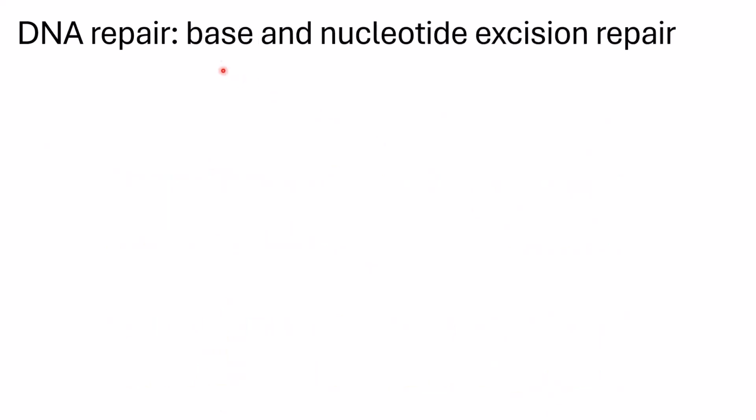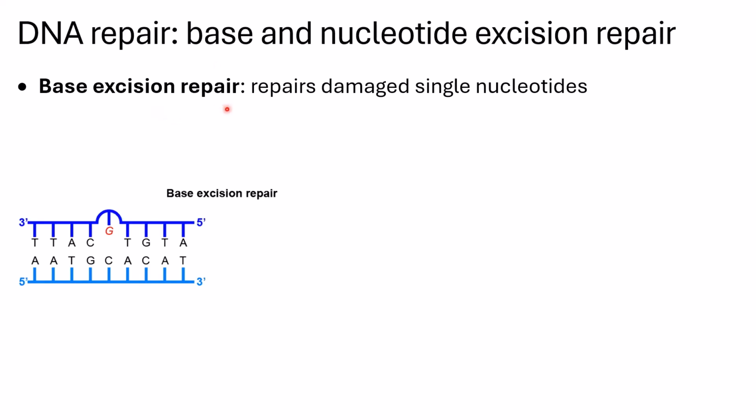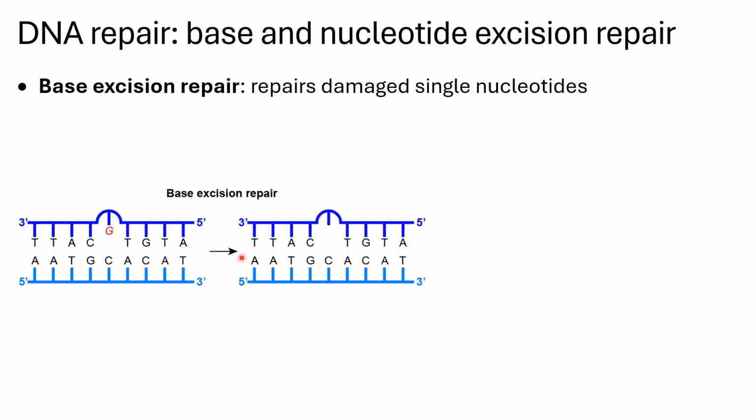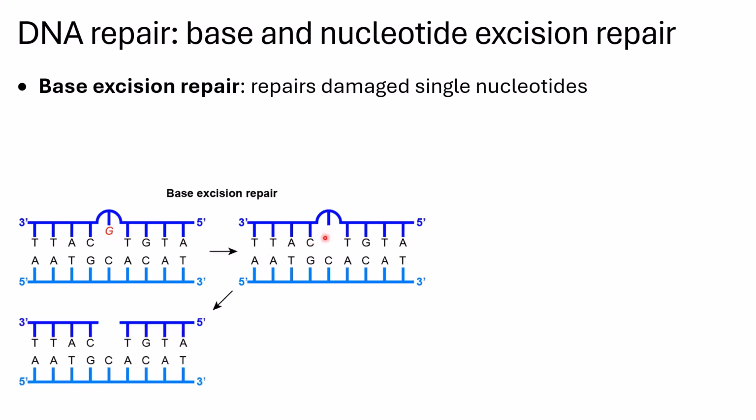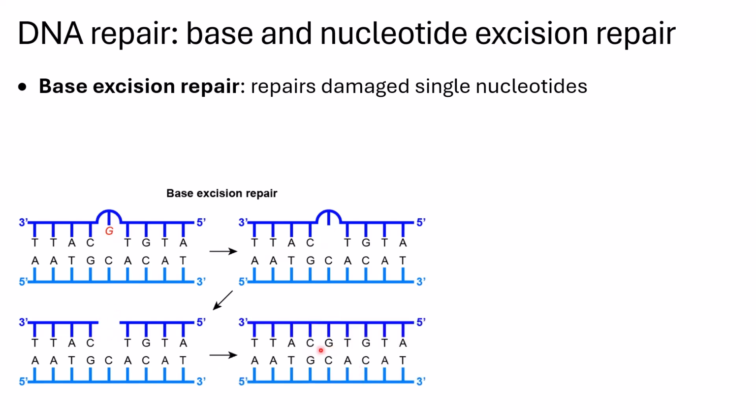DNA can also get damaged, and the damage can also lead to mutations. One of the mechanisms for repairing damaged DNA is base excision repair. This repairs damaged single nucleotides. For example, say this G in red is a damaged G. It will get recognized, and at first just the base will be removed or excised. Then the rest of the nucleotide will be removed, and the correct nucleotide will be put in its place.